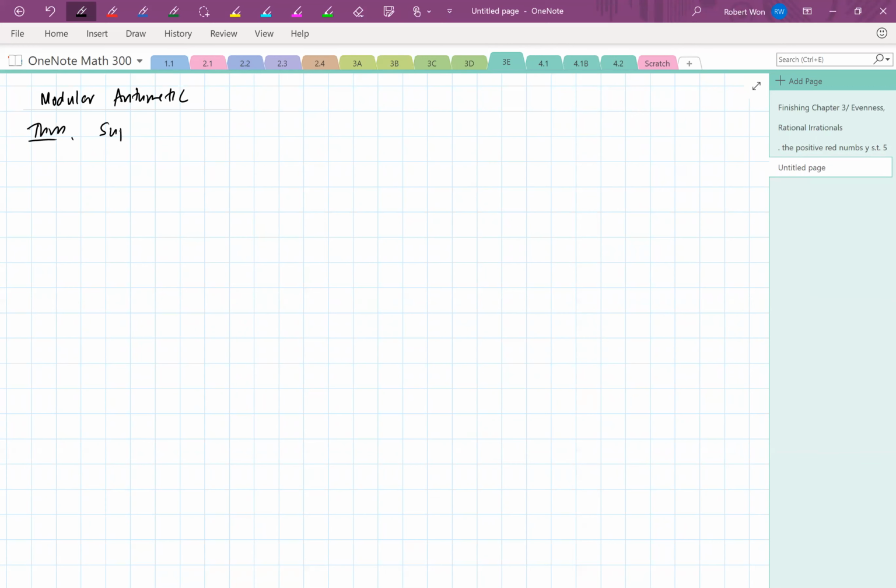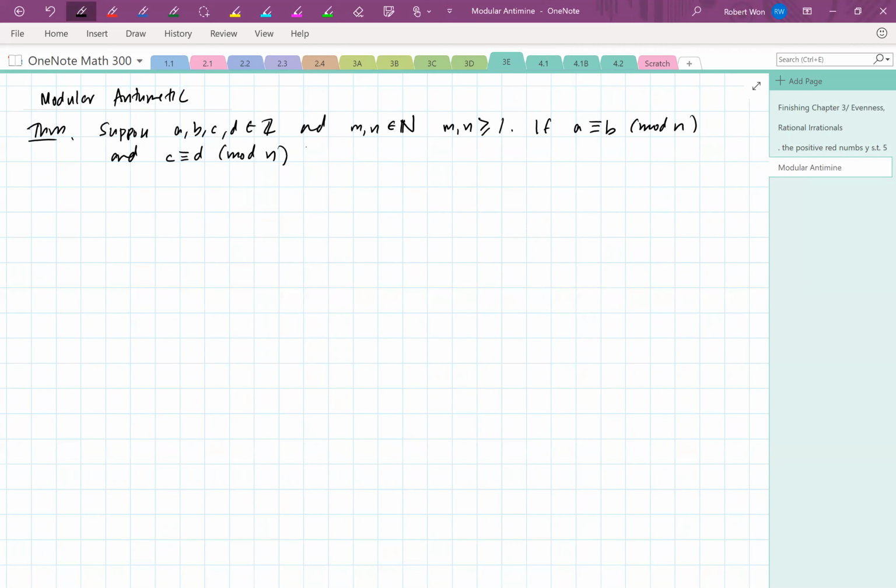Let's suppose that a, b, c, and d are integers, and m and n are natural numbers bigger than or equal to 1, because I want to use m and n for my modulus. Here's the theorem. If a is congruent to b mod n, and c is congruent to d mod n, then we have 3 statements. One is on a plus c, one is on a times c, and one is on a to the m. Okay, so what do you think this theorem should be?